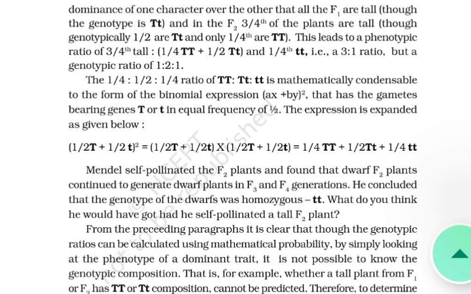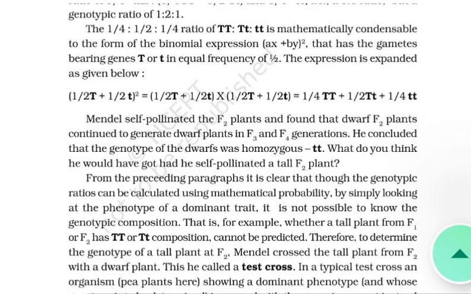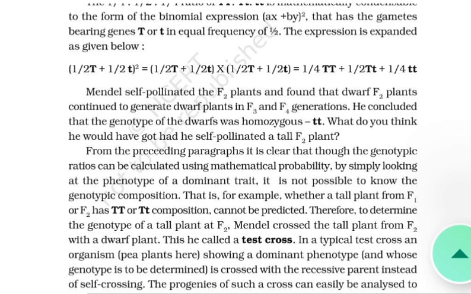From the preceding paragraph, it is clear that the genotypic ratio can be calculated using mathematical probability, but by simply looking at the phenotype of a dominant trait, it is not possible to know the genotypic composition. For example, whether the tall plant from F1 or F2 has capital T capital T or capital T small t composition cannot be predicted. Therefore, to determine the genotype of a tall plant at F2, Mendel crossed the tall plant from F2 with a dwarf plant. This he called a test cross.